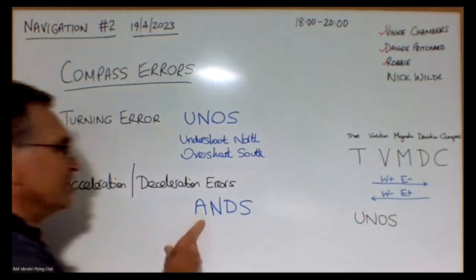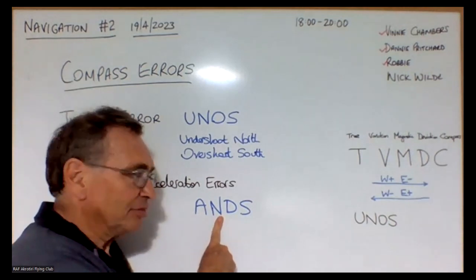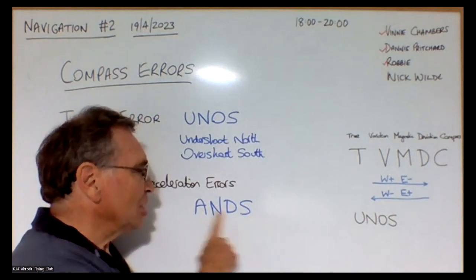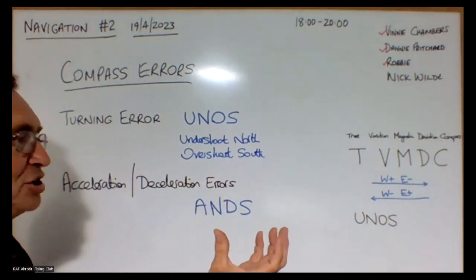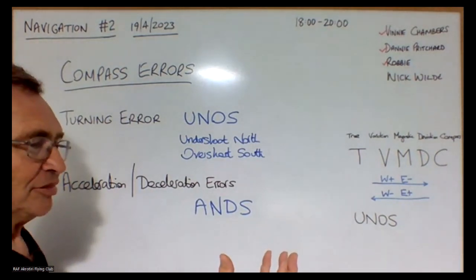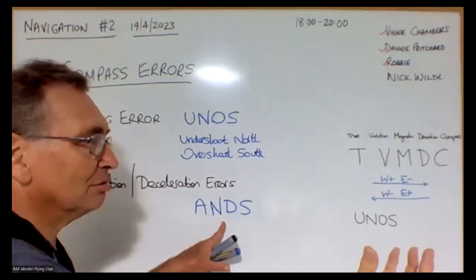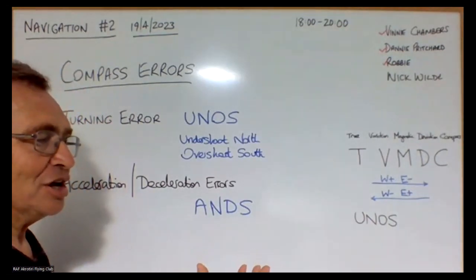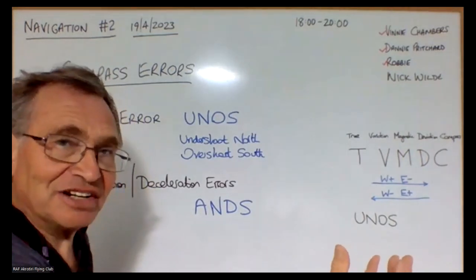So what this is saying is if I accelerate, I will get a turn to the north. If I decelerate, I will get a turn to the south. So that means if I've got my compass showing 090 and I accelerate, I get a turn to the north. So my compass is going to go 090, 080, stop, back to 090.